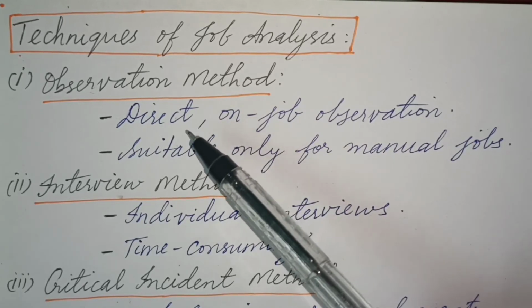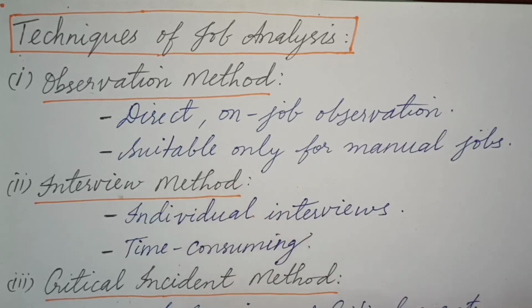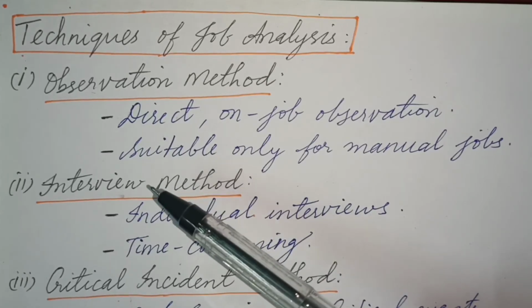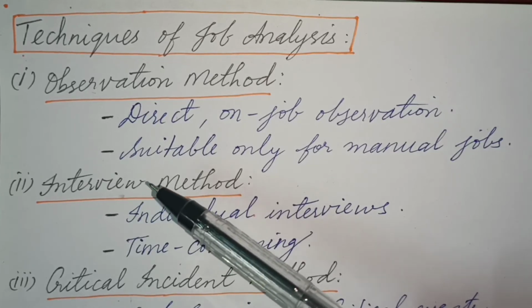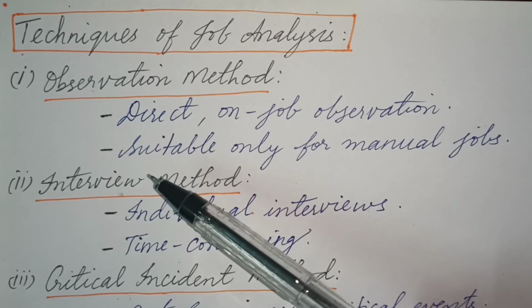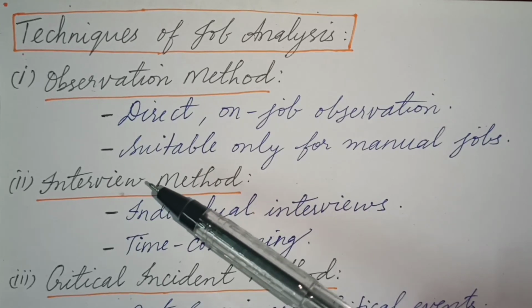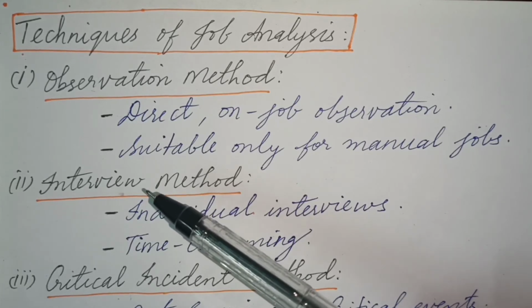So observation method, as the name suggests, is observing people. When they're on the job, when they're performing the job, you observe them directly. But the major disadvantage with this method is that it can be suitable only for manual jobs. For example, if it's a job that requires a person to be working on a machine, you can just observe the situation and see what work they're doing, what is the working condition around, etc.